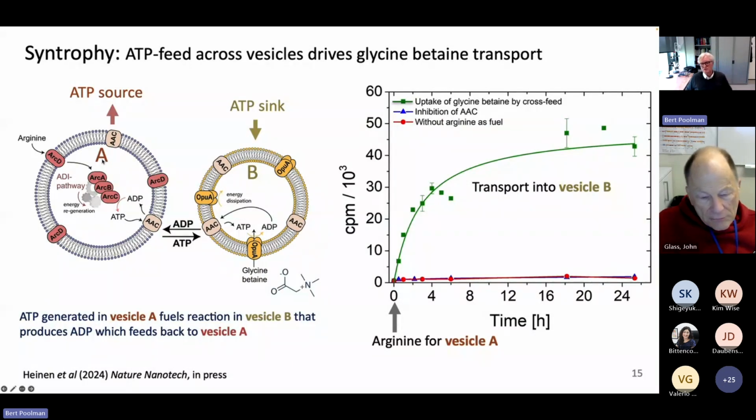And this is one of those experiments that when you design it, you hope that it works. And this is one of, I would say, one of the experiments you do in 5 years that works actually an order of magnitude better than you had hoped for. And so basically, the ATP generated in vesicles A fuels a reaction in vesicle B, which produces ADP that feeds back in vesicle A to keep this pathway running.